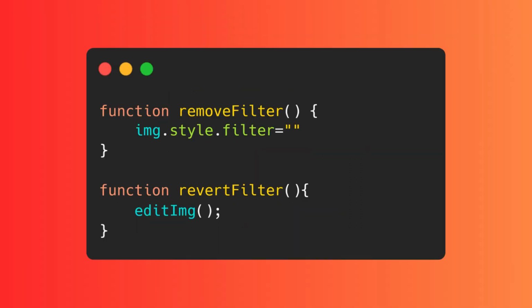In remove filter, we have to set the image filter style to null. In revert filter, we have to rerun the edit image function. That's all, and we are done with coding. Let's take a look at the final project we have made.